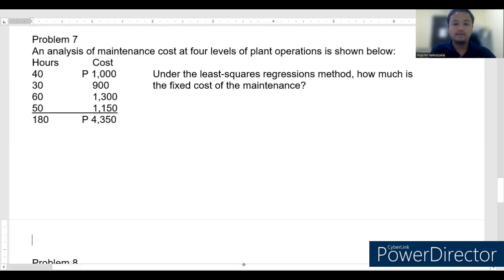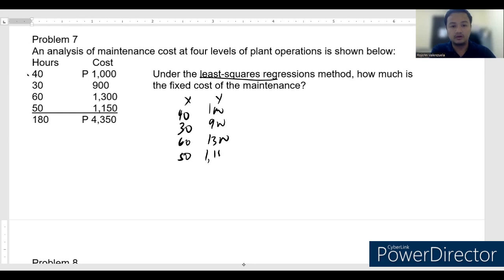So you have your data here. Meron tayong four data. Yan. 40, 30, 60, and 50 for the cost of 1,000, 1,900, 1,300, and 1,150. So dahil least square regression ang hinahanap, ang pinapagamit. So this is your y, x and y, 30, 60, and 50. Rewrite ko lang. 1,900, 1,300, and 1,150. So this is your 180 and 4,350.